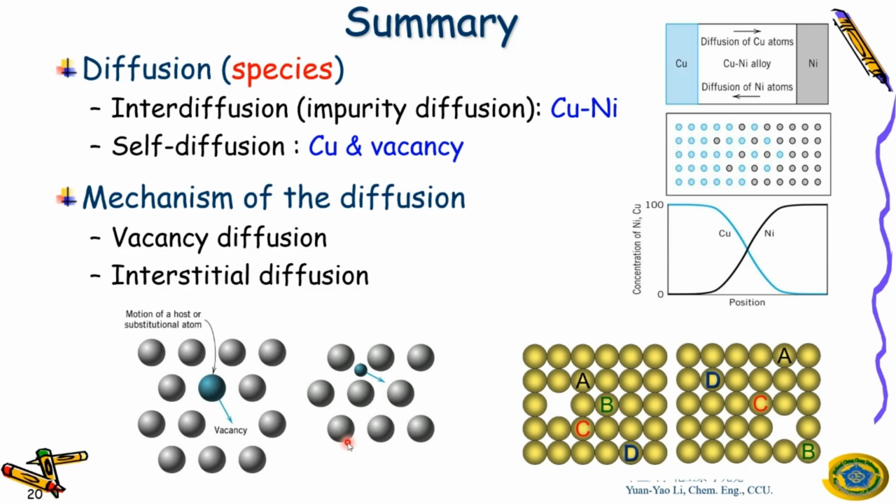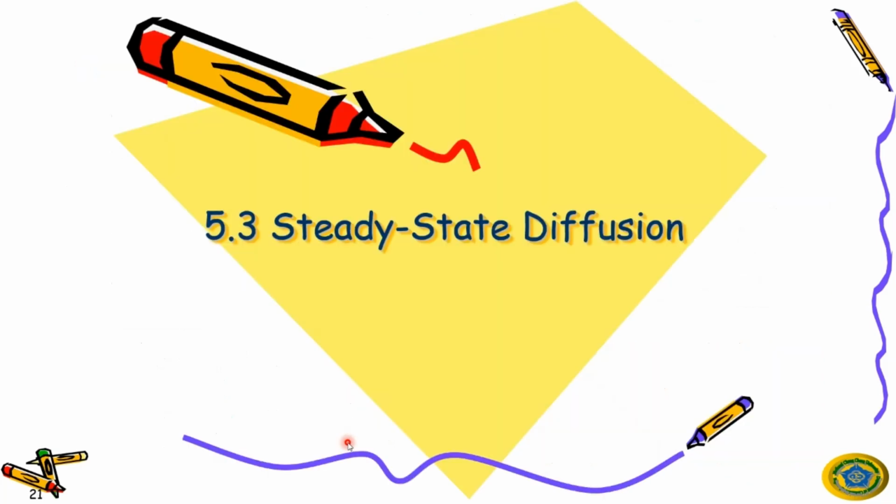So just for your information. Right, let's go into the very important topic today. And this will be in your final exam, 100%. That's section 5.3, steady state diffusion. Steady state means what? It's nothing to do with the time, but the diffusion still continues.